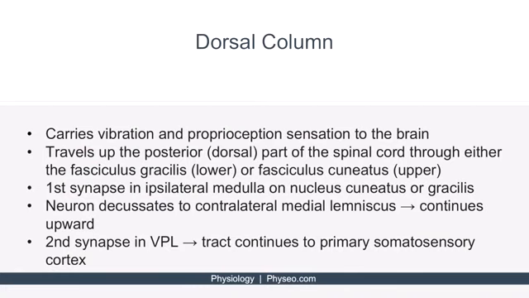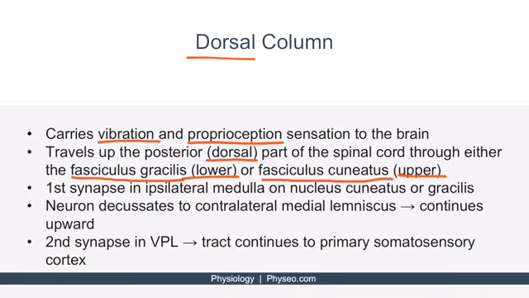So let's first start with the dorsal column. The dorsal column carries vibration and proprioception to the brain. It travels up the posterior or dorsal part of the spinal cord, hence the name dorsal column, and it'll travel through either the fasciculus gracilis, which is for the lower extremities, or the fasciculus cuneatus for the upper extremities.